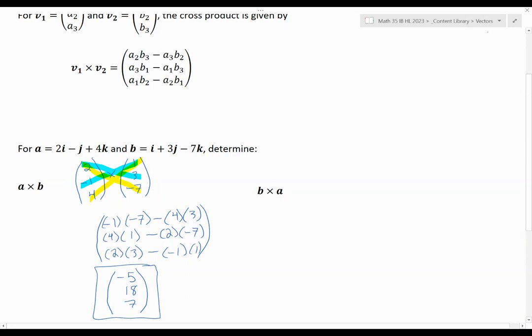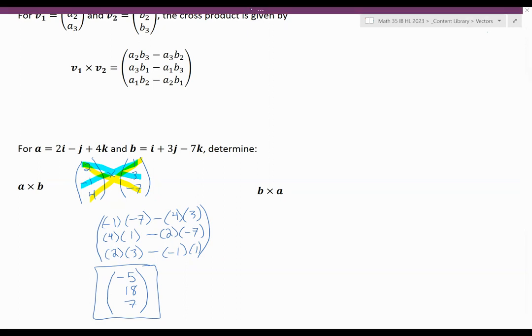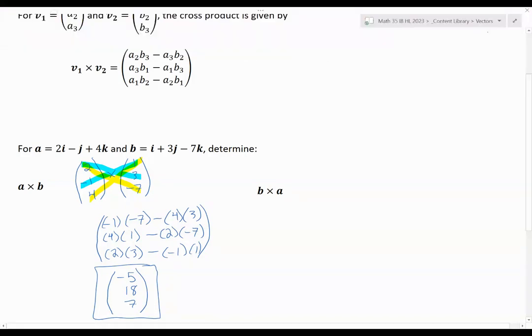Now I claimed that these were perpendicular. We can verify that by checking a dot product. I'm just going to check that it's perpendicular with A.